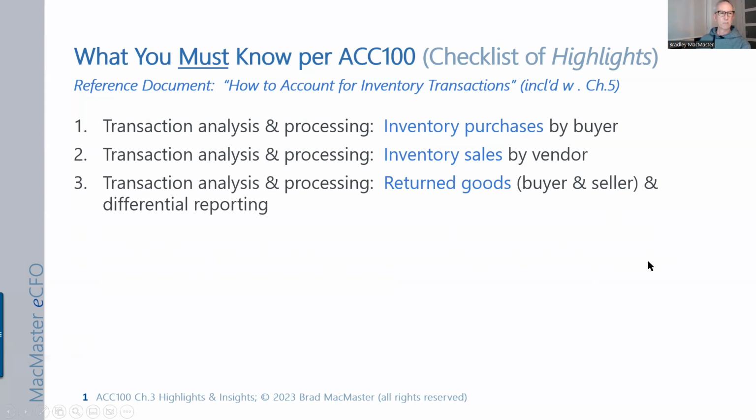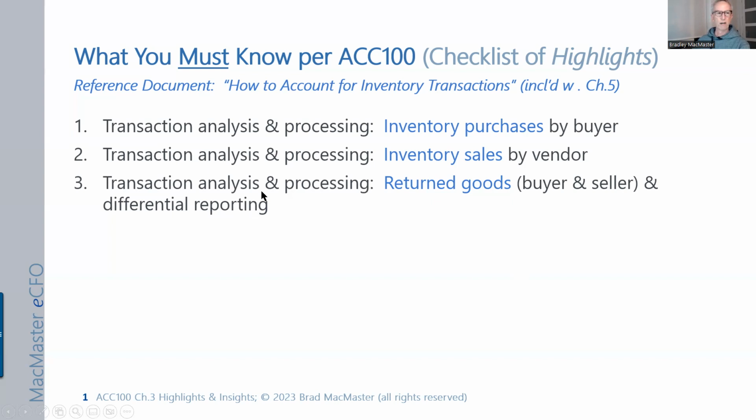All right, the third type of transaction that we need to be able to analyze and process is what happens when a customer returns goods. We should consider that we could have our own customers, as a merchandising business, return goods to us that we had previously sold to them. Or since we're purchasing inventory sometimes, we could also be the one returning the goods to our own supplier.